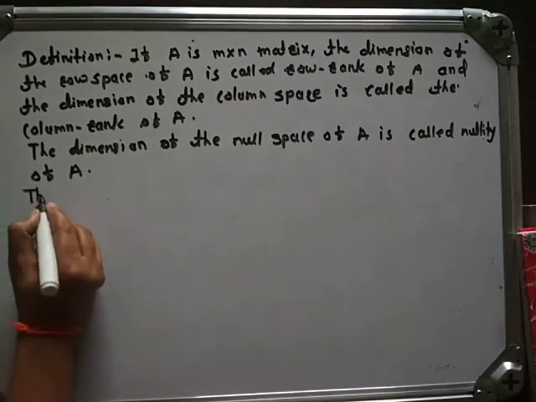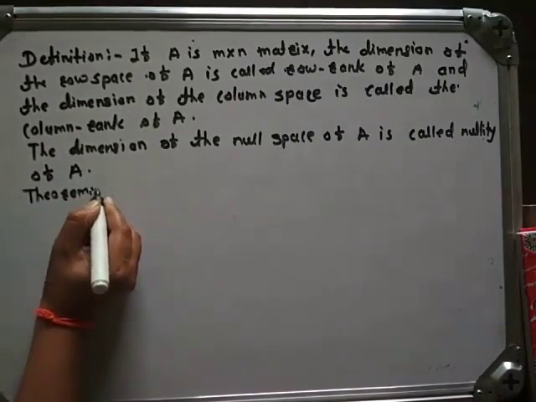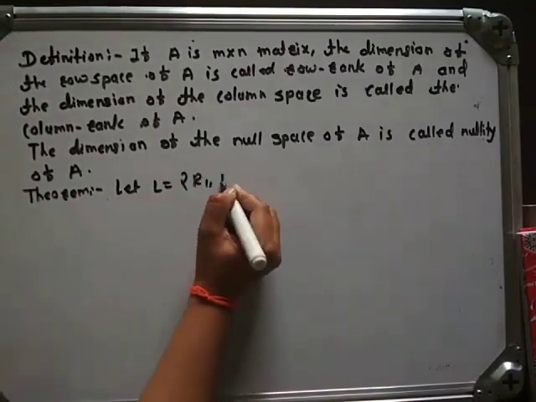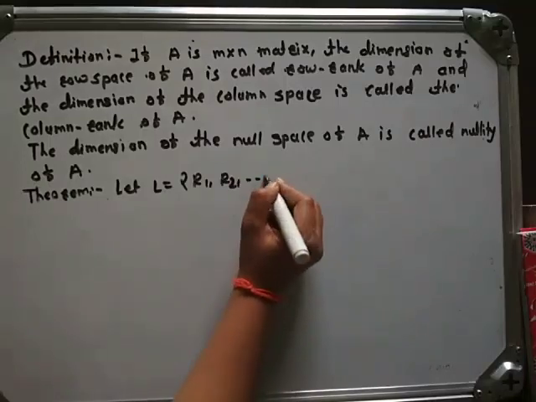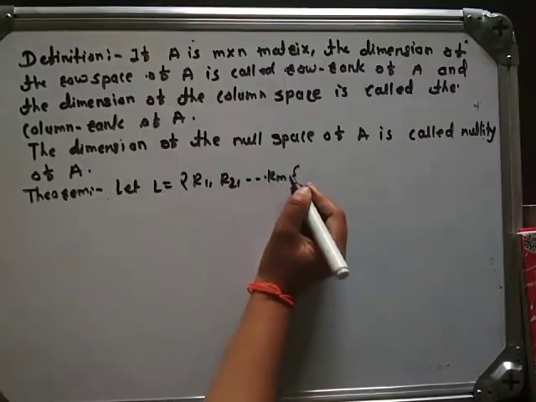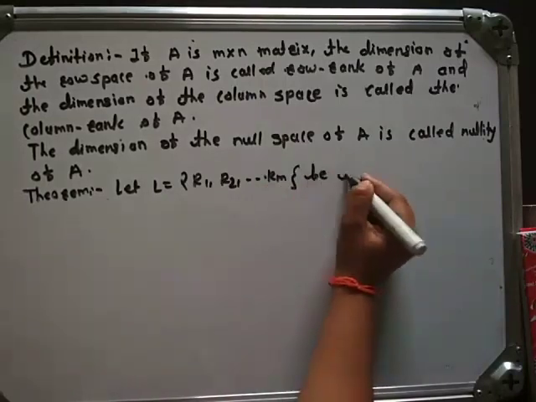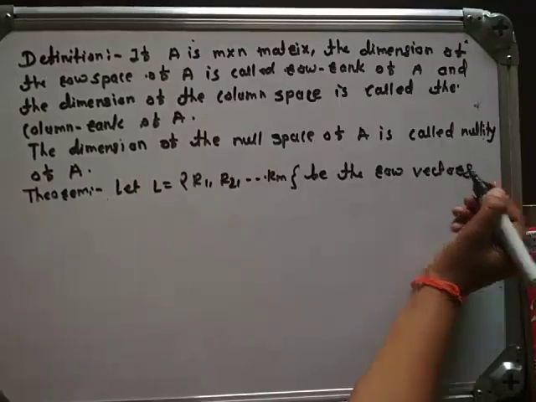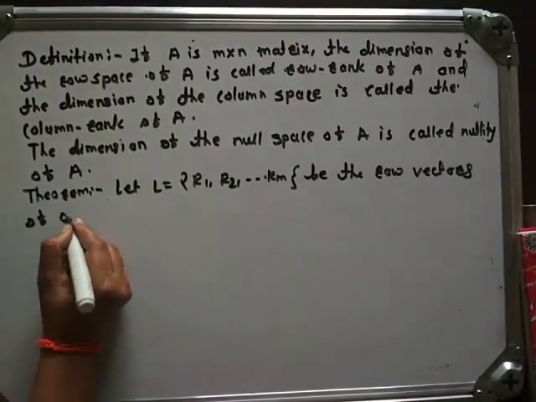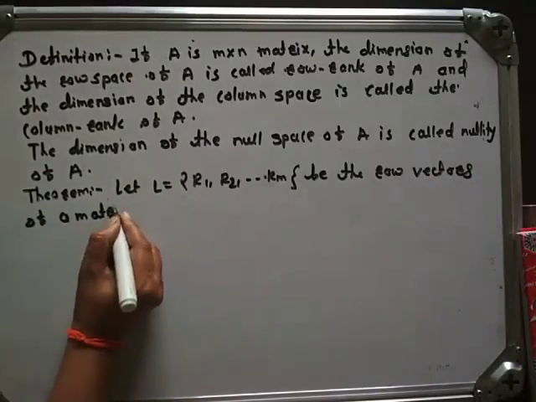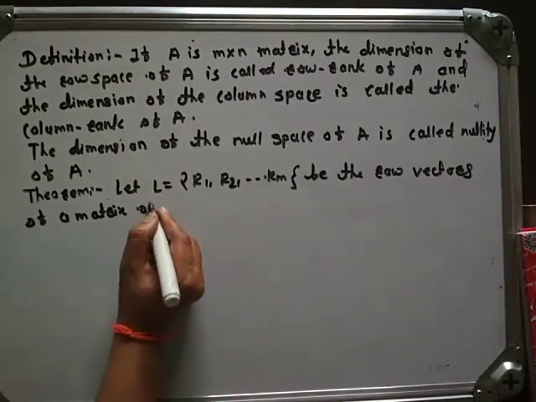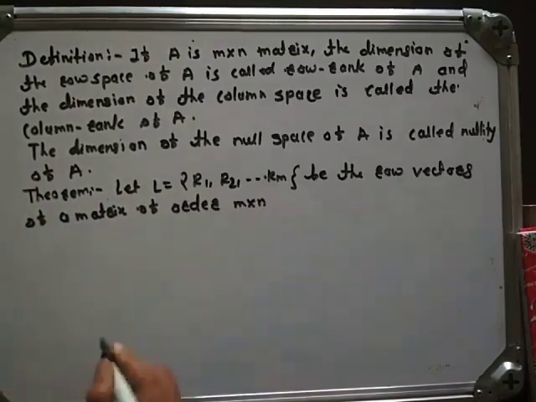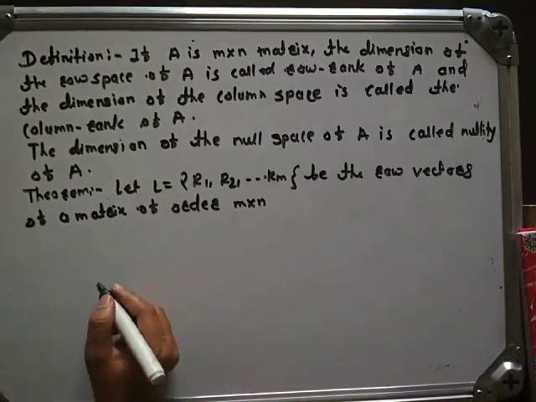Okay. Let us take the next theorem. Let R1, R2 and so on up to Rn be the row vectors of a matrix of order m by n.